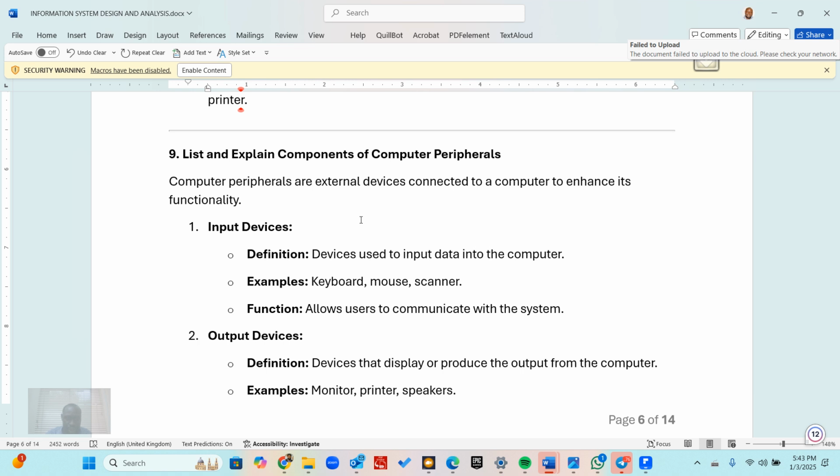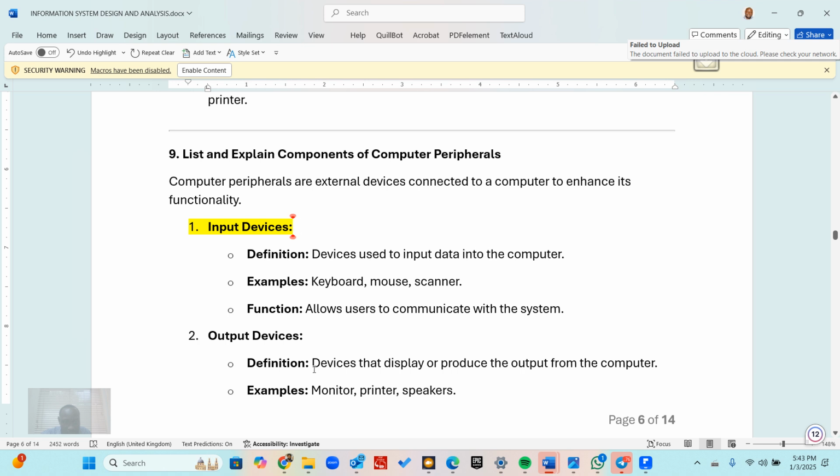Also functions and allows users to communicate with the system. That's how they function. For the output devices, devices that display or produce output from a computer. The monitor is an output device. If you type something in, it displays for you. Like now, with this mouse, I'm still hovering over inputs and I've been able to put this is input. And then, me seeing it turn yellow, it's the output.